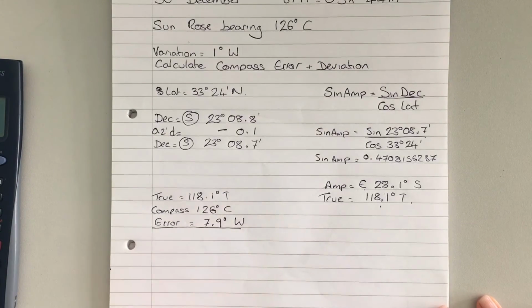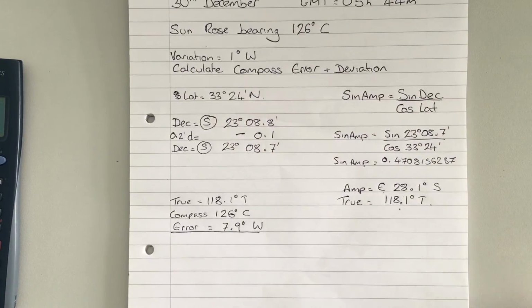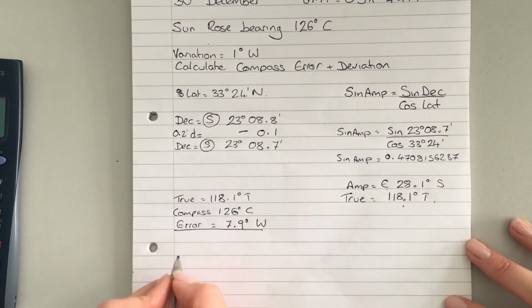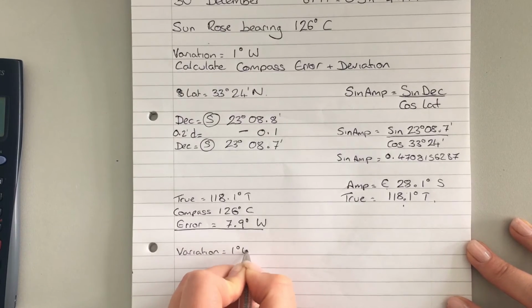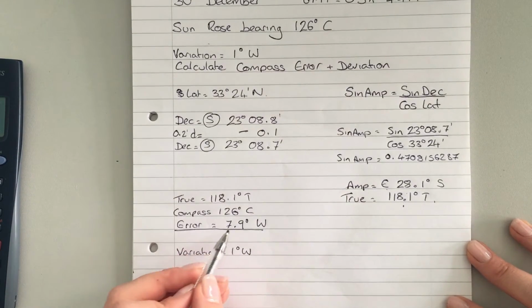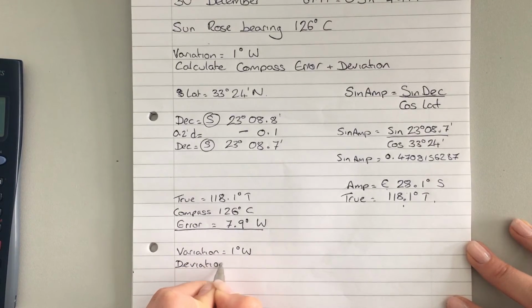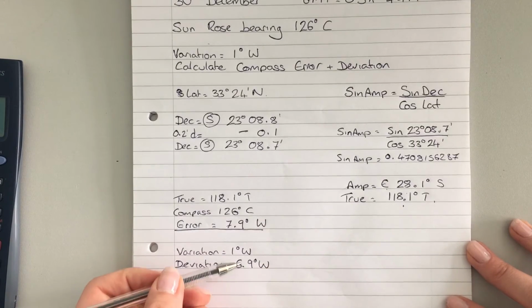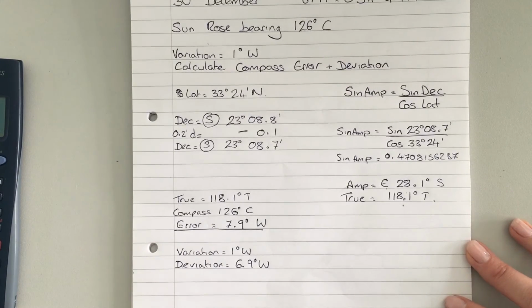Now I need my deviation. Compass error is made up of variation and deviation. As we already know, we've got 1 degree westerly variation. So the remaining westerly values has to be the deviation. Because the variation and the deviation together make up your compass error. Because the two are the same name, they're added together to get your compass error.